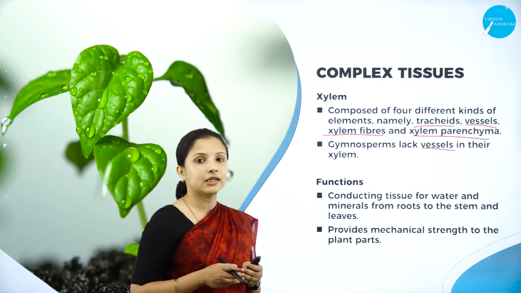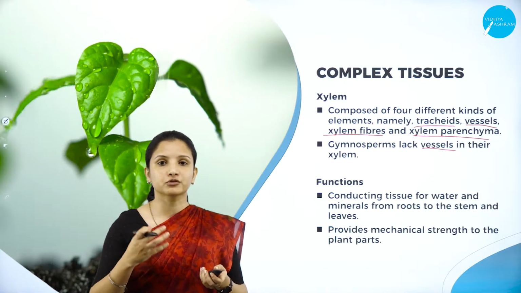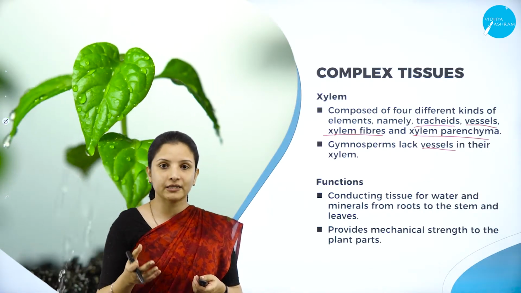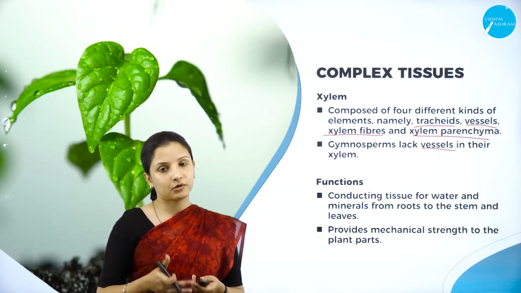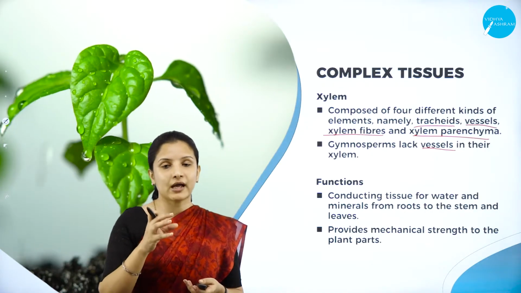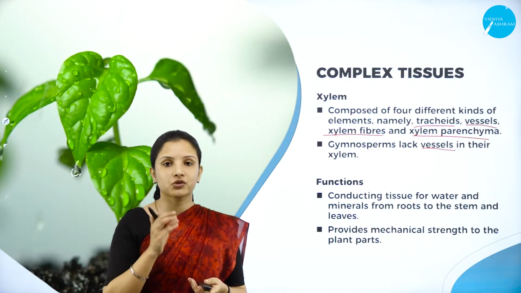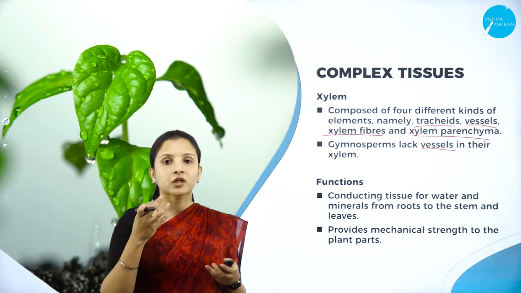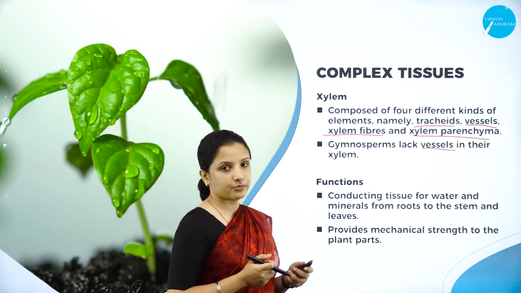So gymnosperms are nothing but those plants which produce cones. They are the non-flowering plants which produce cones as their reproductive structure, and also they have naked seeds, that is, seeds which are not covered by any fruit wall or anything. Those are gymnosperms.